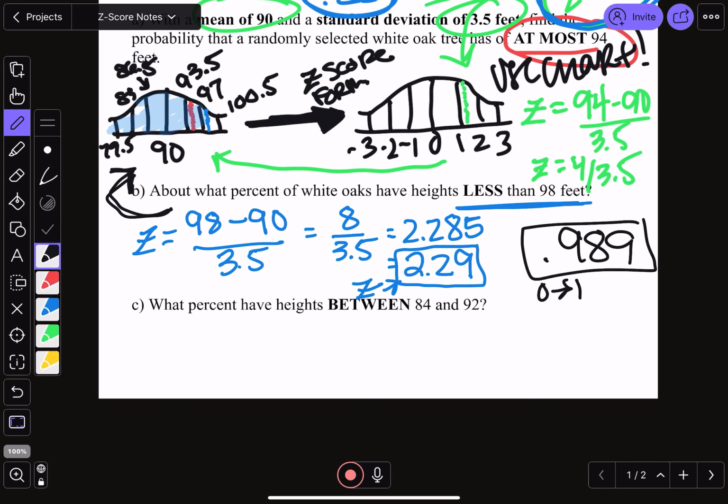All right, now let's do the one on the bottom. What percentage have heights between 84 and 92? This one's going to be a little bit different because it is the word between. You're going to have to find 2 z-scores, okay? Because z-scores, let's go back to the chart.